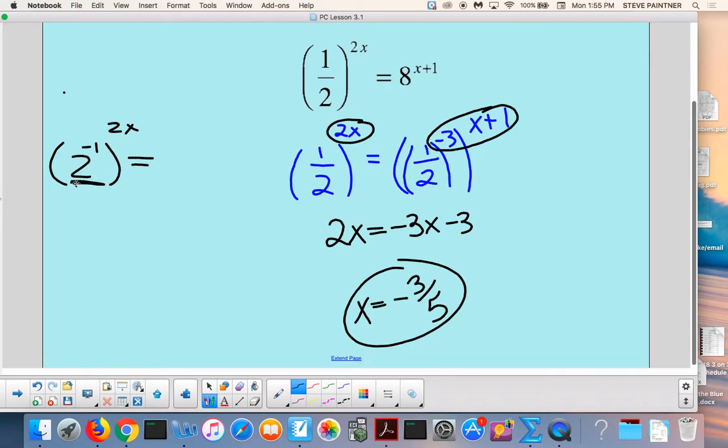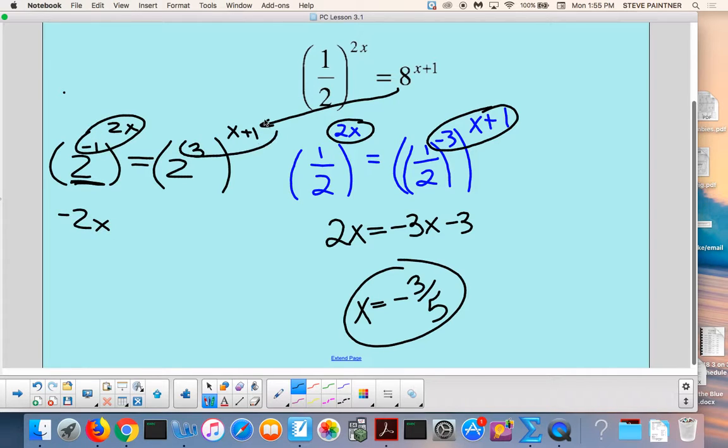Okay, see that 8 up there? How do I get 8 to be base 2? 2 to the what? 3. 2 to the 3 is 8. So what she did is basically made them both base 2. What's this? Negative 2x. What's this? 3x plus what? 3. Guess what? Same answer.